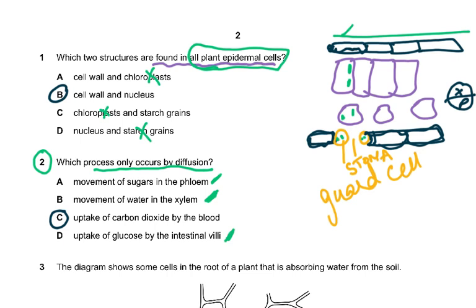This is given in the syllabus. This is the syllabus point. And movement of sugars in the phloem is, of course, the whole phloem flowing, just like a river flowing. That is, of course, because the movement occurs from source to sink. So the only answer was C, uptake of carbon dioxide by the blood.